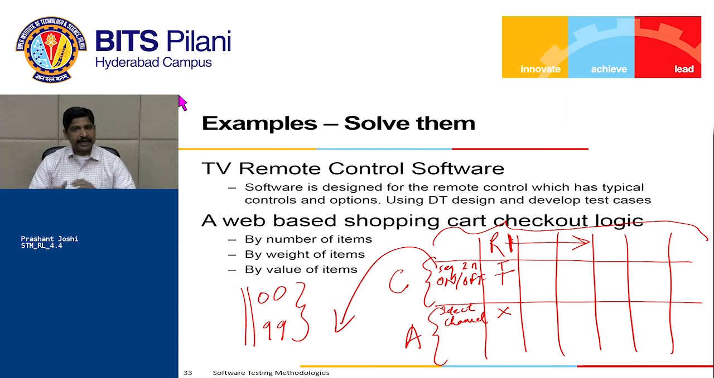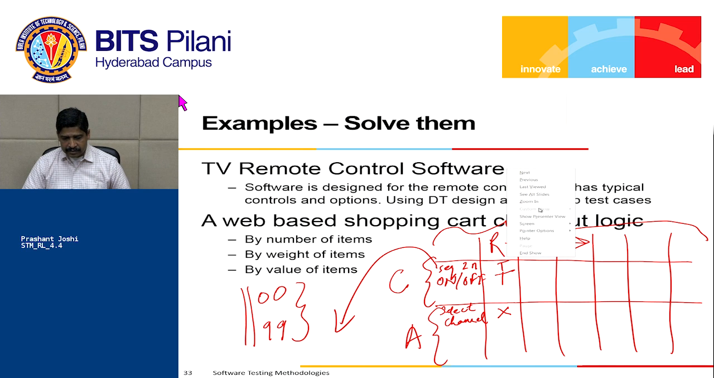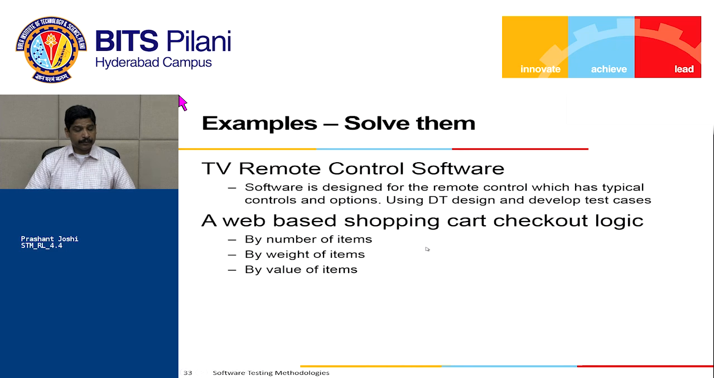Let's quickly look at the second example that we have here. A web-based shopping cart checkout logic. So let me get this whole thing out of our way. I'm going to erase all ink. A web-based shopping cart checkout logic: by number of items, by weight of items, and by value of items.